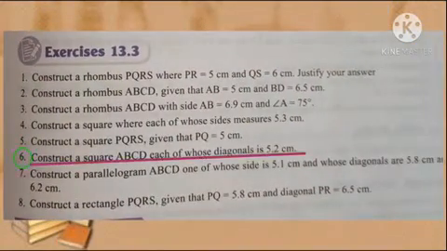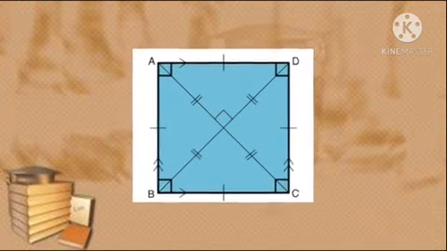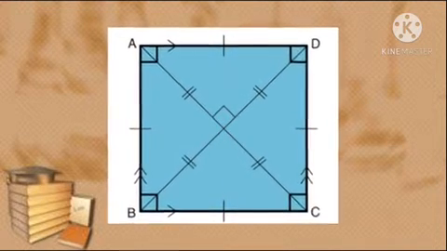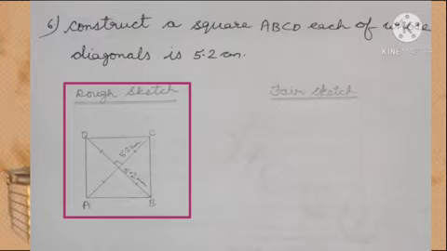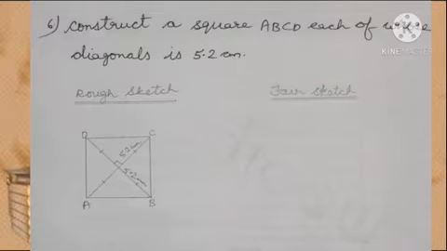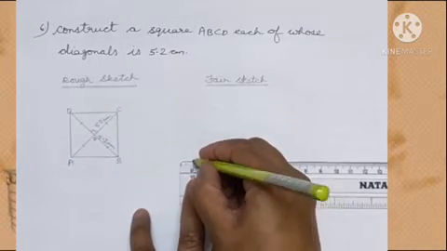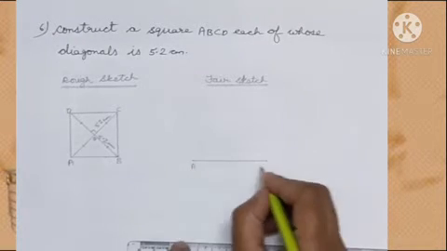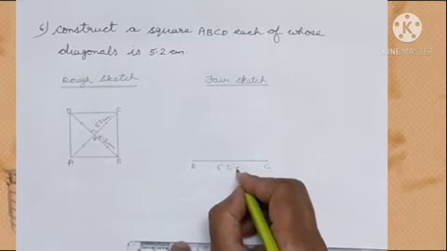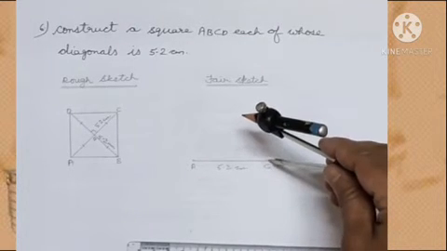Question 6 is construct a square ABCD, each of whose diagonals is 5.2 cm. In a square, both the diagonals are equal in length and they are perpendicular bisectors of each other. After drawing a rough sketch, let's construct its fair sketch. We draw AC of 5.2 cm using a ruler and mark AC 5.2 cm.